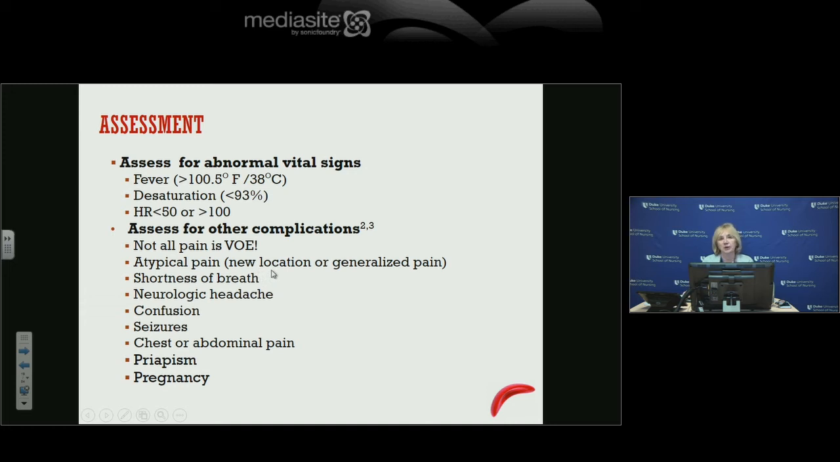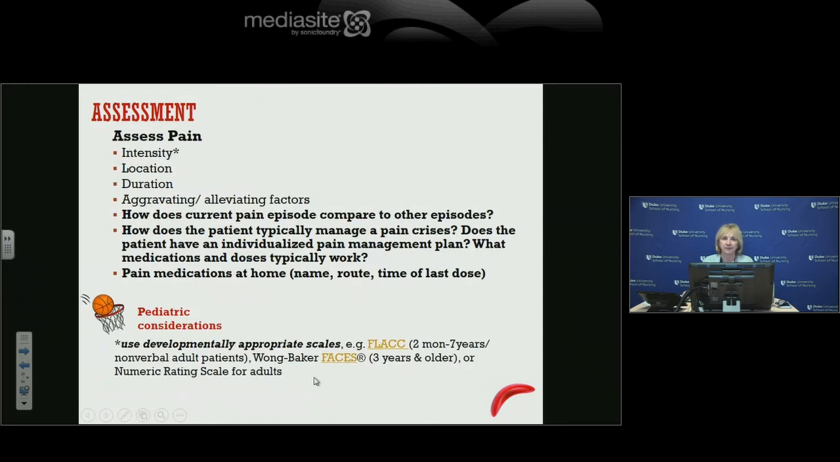Is this like your typical VOE? If not, is it a new location? Is this more generalized? Do they have shortness of breath? Do they have any neuro symptoms? Any of these associated complaints are really serious. Any kind of fever in sickle cell is very high risk because they are very, very high risk for sepsis. They don't have their spleens anymore. And we can't look for fevers of 103 or 104 before we get worried in a sickle cell patient. These are the vital signs we need to be worried about.